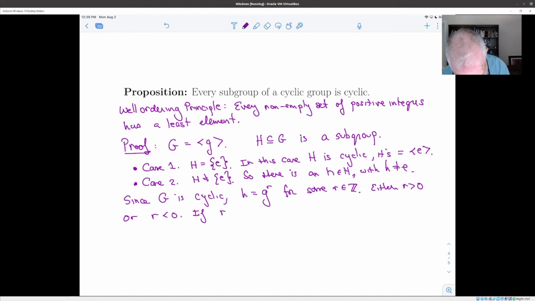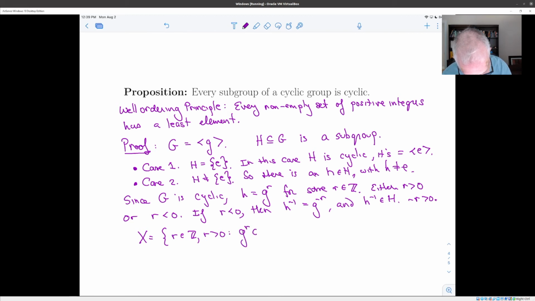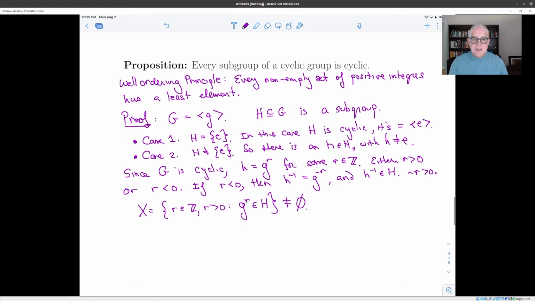If r is less than 0, then h inverse is g to the minus r, and h inverse is also in H. And minus r is positive. And so therefore what we know is if we define the set X to be the collection of r in Z which are bigger than 0, and having the property that g to the r is in H, this set is not empty. In other words, there's at least one positive power of the generator of big G which happens to lie in the subgroup H.